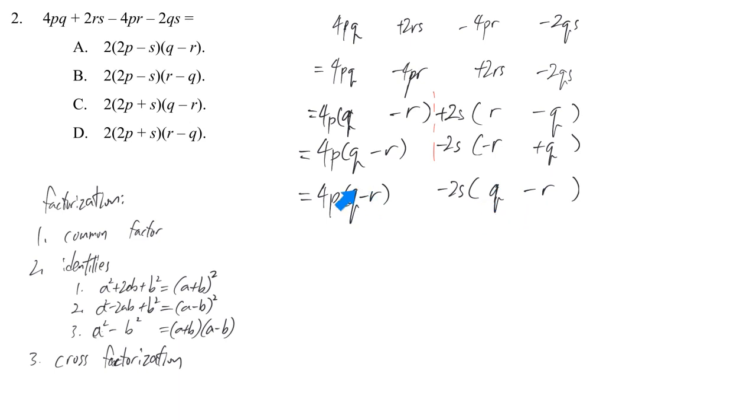Then we are going to extract the common factor here. If we extract Q minus R, then we have 4P left, and we have negative 2S left from the second term. And if we look here, we find that 4 and 2 still have a common factor, which is 2. So we extract 2 also. Then we have 2P, we have negative S here. So 2P minus S, Q minus R, we know that the answer should be A.